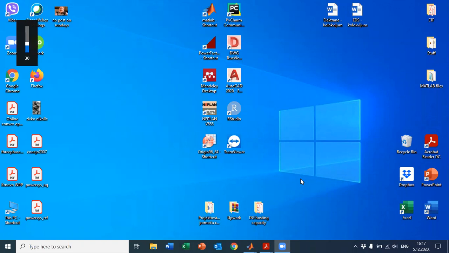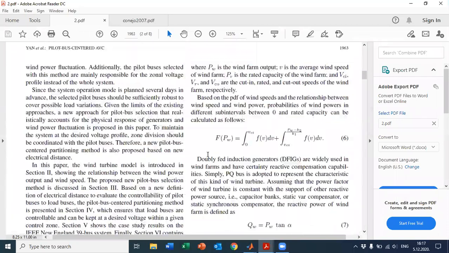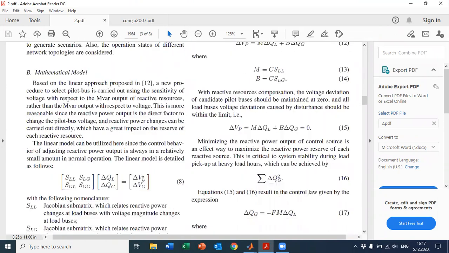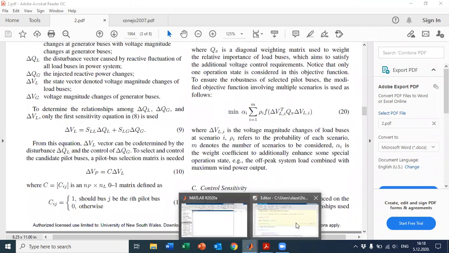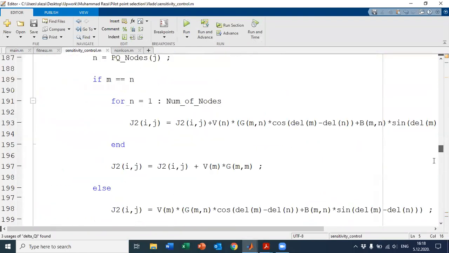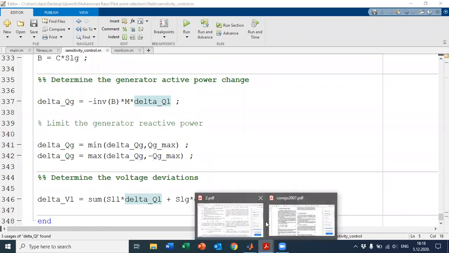So, hello. I will first explain the paper a bit because the paper is kind of badly written. I had a problem understanding it, so first I'm going to explain it. The mathematical model which I'm going to explain is implemented in the function sensitivity control. We are not going to take a look at this function because it basically implements everything that's described in the paper.